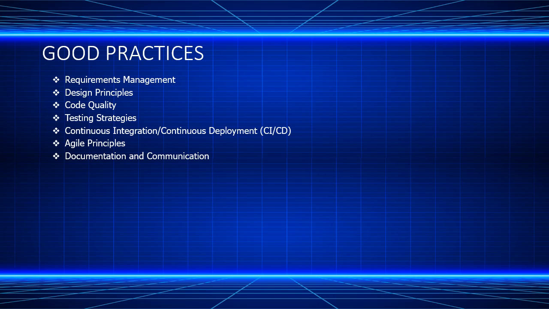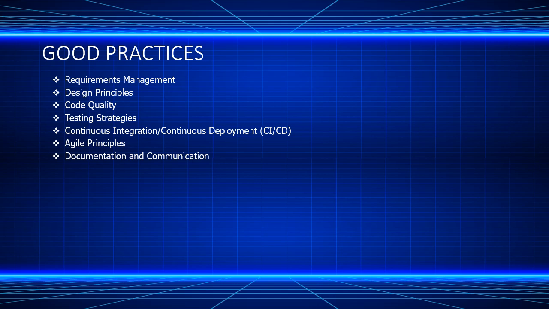Code quality. Adhere to coding standards and best practices to ensure consistency, readability, and maintainability of code. Conduct reviews and peer programming sessions to identify issues, share knowledge, and elevate code quality. Testing strategies. Implement a comprehensive testing strategy encompassing unit tests, integration tests, system tests, and acceptance tests. Automate testing processes wherever feasible to boost efficiency and reliability.